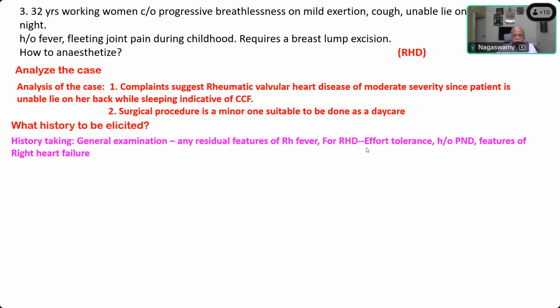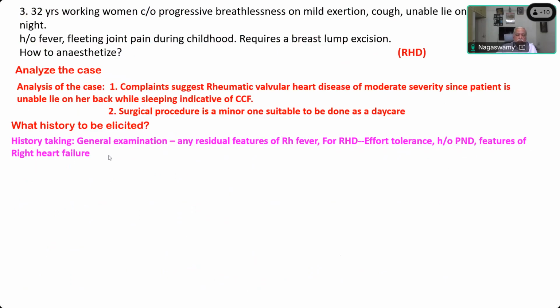And what is the effort tolerance? Because already she says she's having cough, she's unable to lie down, which indicates some amount of failure. And a history of paroxysmal nocturnal dyspnea is a very, very important feature. Why? It is an indication of high left atrial pressure and failure. Even if otherwise the patient has a good effort tolerance, even one single attack of paroxysmal nocturnal dyspnea indicates that the myocardium is not fully compensated. It is a feature of failure.